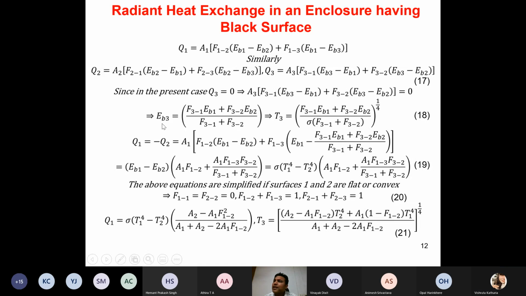Again, this EB3, remember, is the emissive power of the third surface, isn't it? So that we can write in terms of the Stefan-Boltzmann law. This EB3 is given as sigma into T3 raised to the power 4. So T3 we can directly obtain by using equation number 18, where we take the sigma to the right hand side and this entire bracket raised to the power 1 by 4. Is it all right?